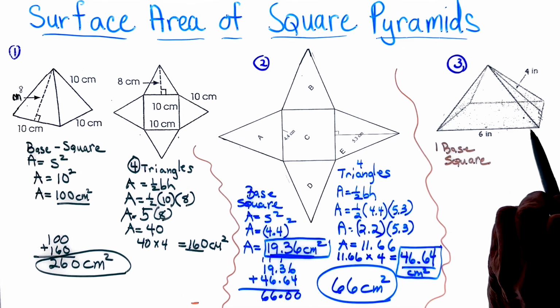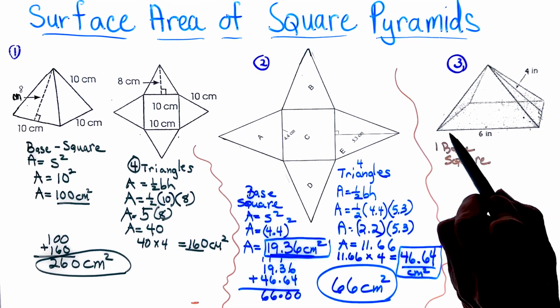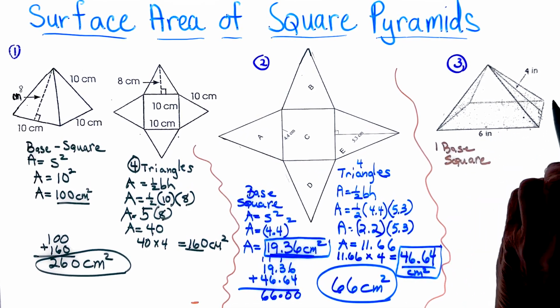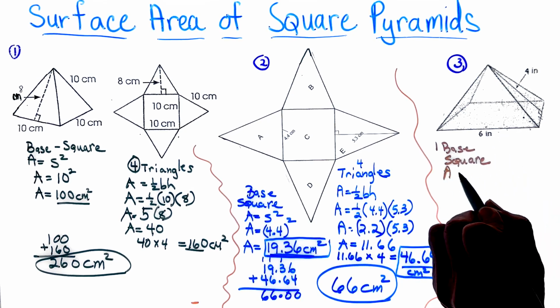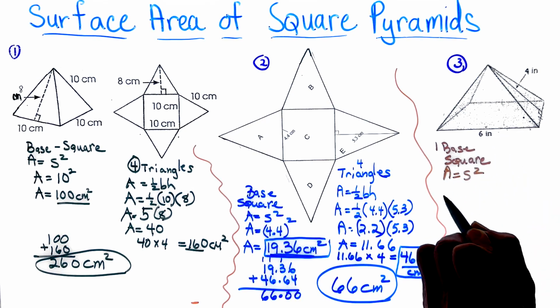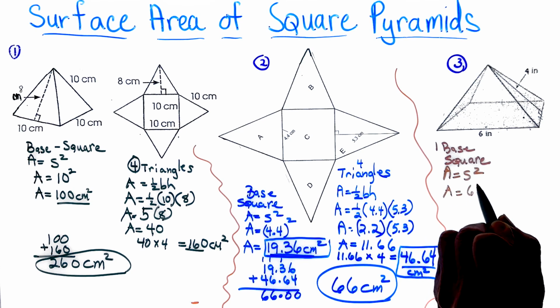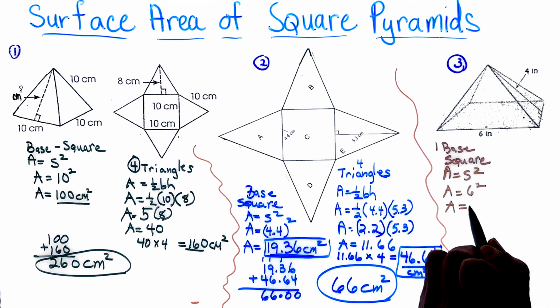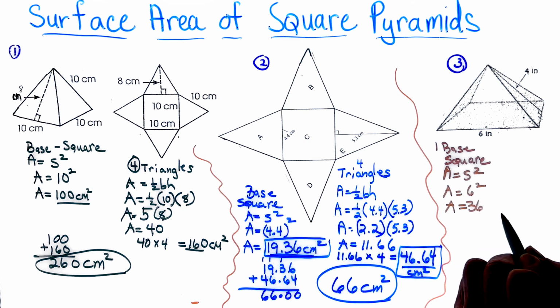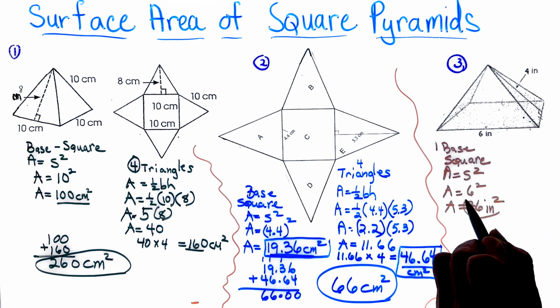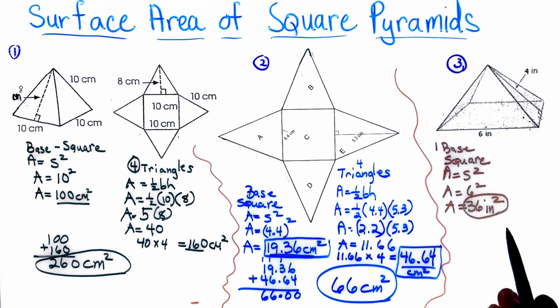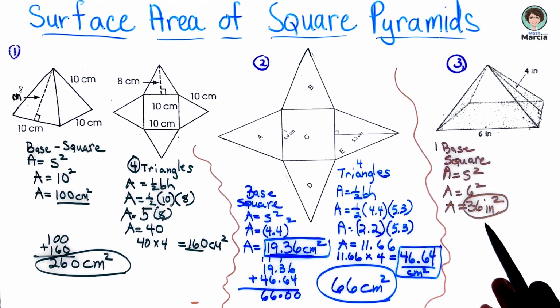And so here it is, there's a 6. So I know that all these sides on the base are 6. So area is equal to side squared. Area is equal to 6 squared. Area is equal to 36, and this is in inches now, inches squared. So there is our answer just for the area of the base.